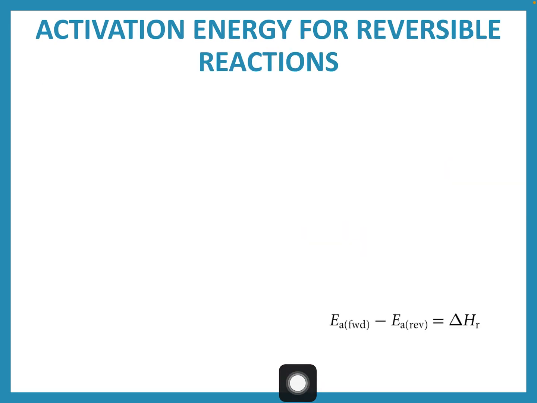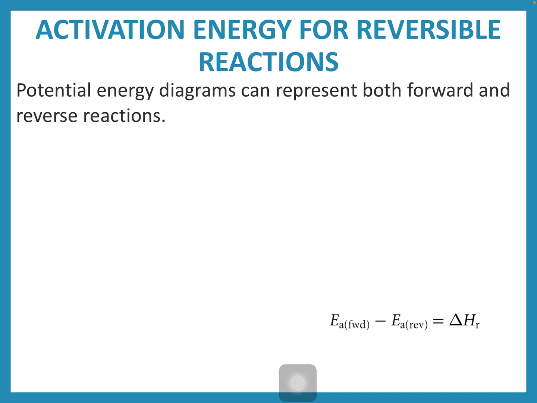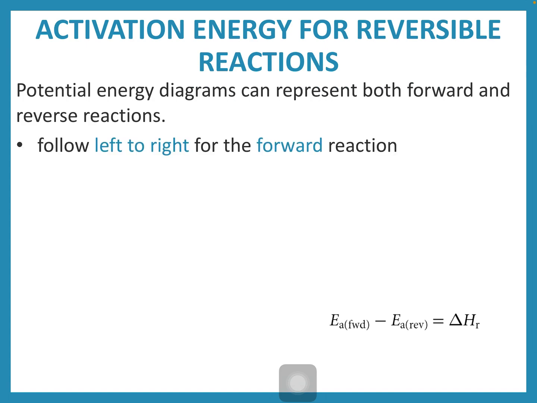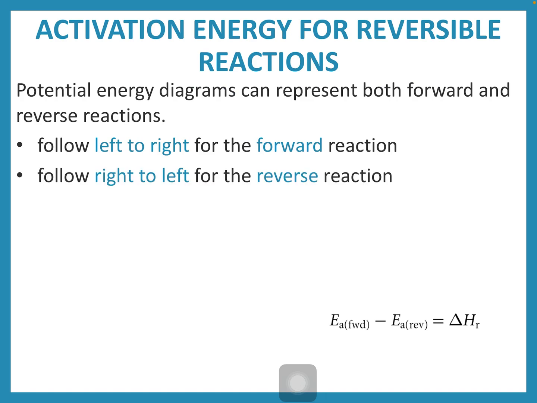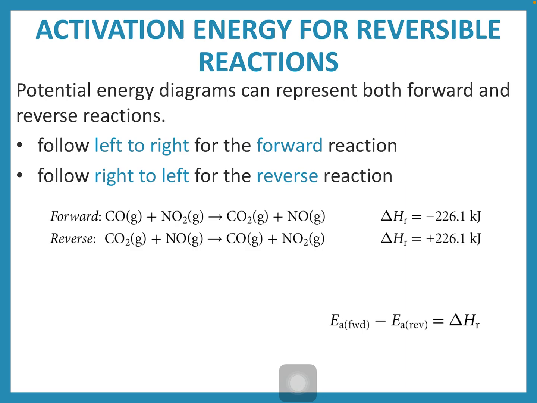Okay, looking at reversible reactions. When we look at a potential energy diagram, we can look at both the forward and reverse reaction. If we go from left to right, that is the forward reaction. If we go from right to left, that's going to be the reverse reaction. So if I look here, carbon monoxide and NO2 combine to form carbon dioxide and nitrogen monoxide. And the delta H for that is negative 226.1 kilojoules.